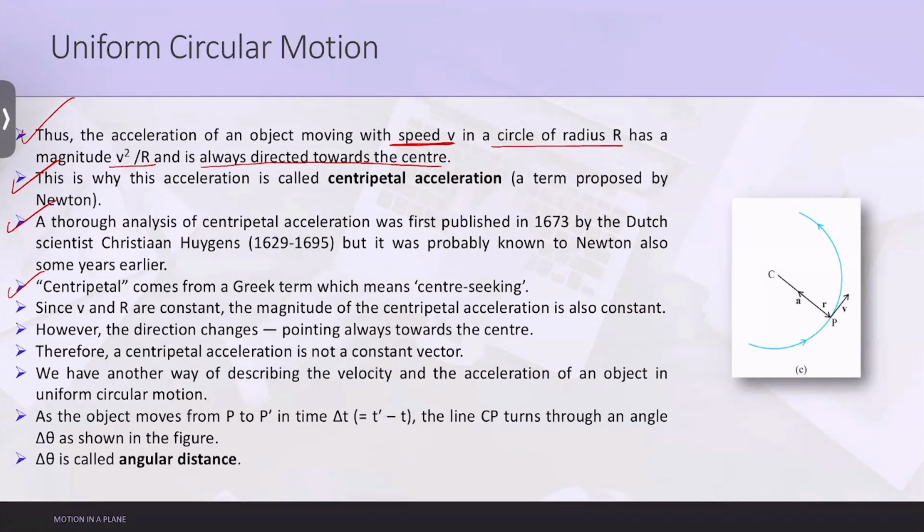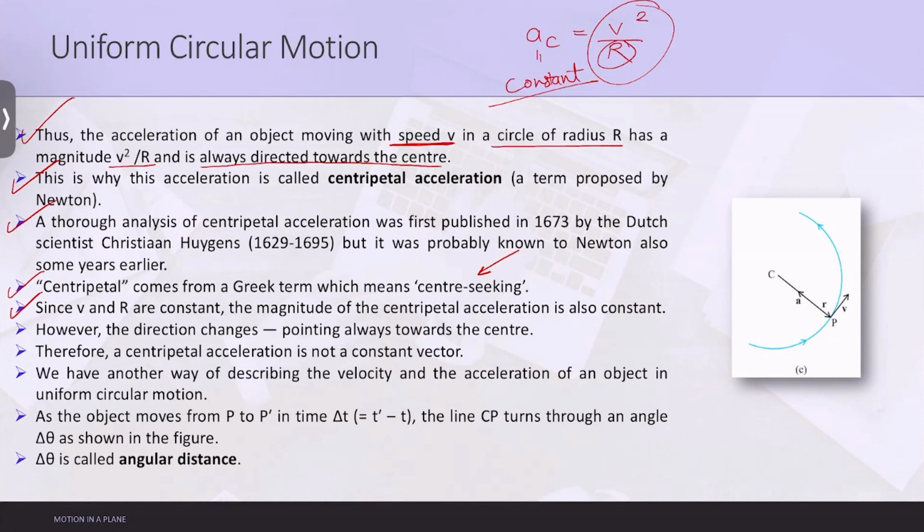So what is the meaning of centripetal? Centripetal comes from a Greek term which means center seeking. So going toward a center or trying to seek the center. Okay, so it wants the center. Since V and R are constant, the magnitude of centripetal acceleration is also constant. We know AC is nothing but V square upon R. As the magnitude of V is constant, and the radius of the uniform circular motion is also constant, therefore the AC value is always constant. Magnitude wise, it is constant.